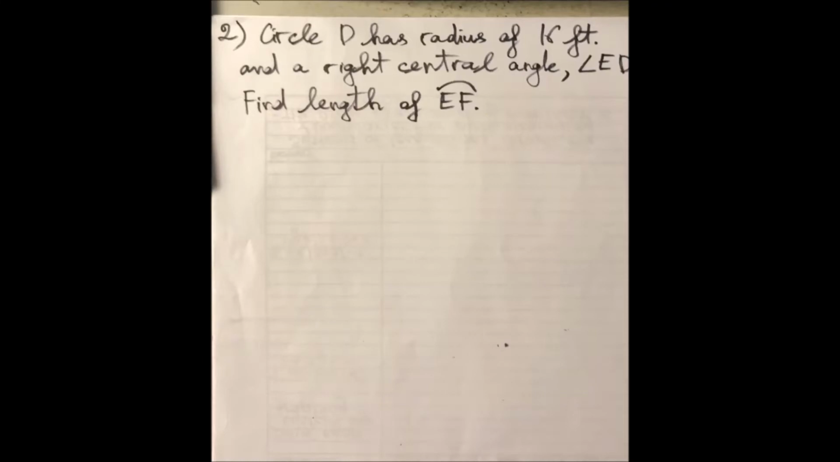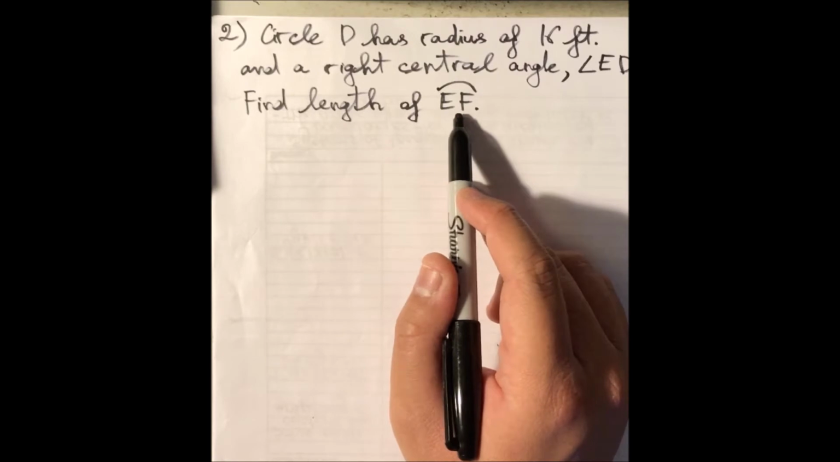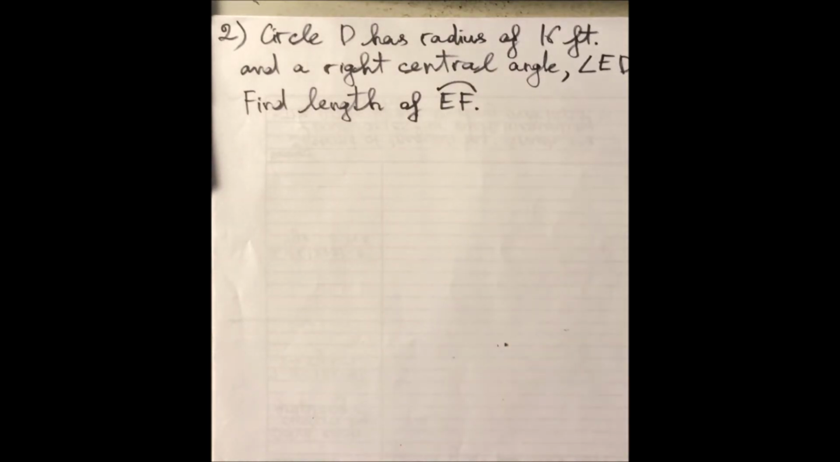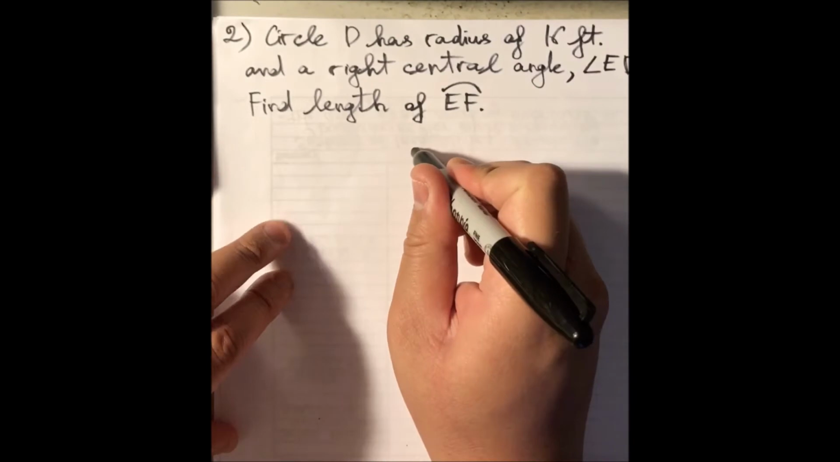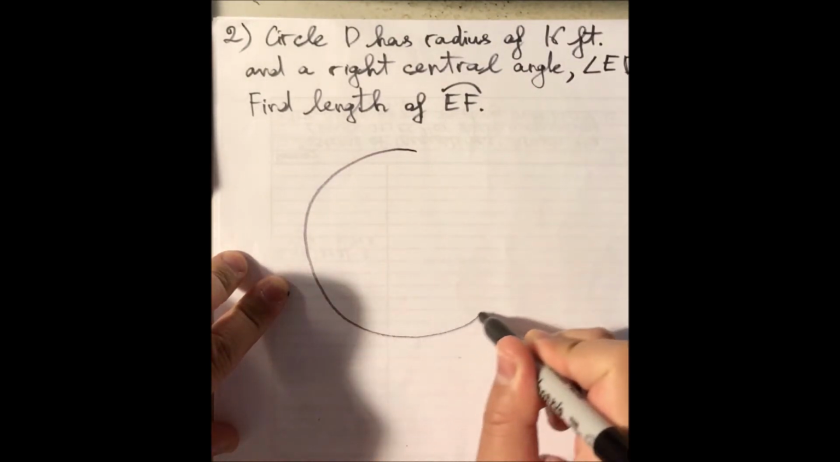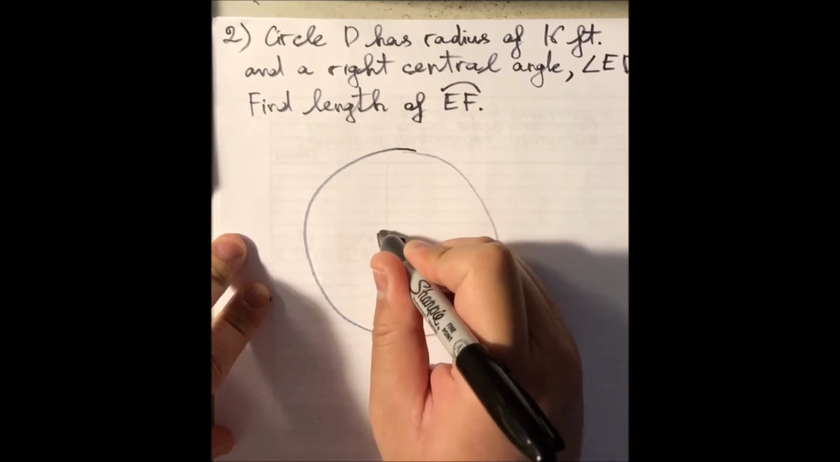We are asked to find the length of the minor arc EF, which is why it only has 2 letters in its name. And we are also given the right central angle, angle EDF, and the radius of 16 feet. So if we were to draw a circle, it's going to look something like this, with center D.